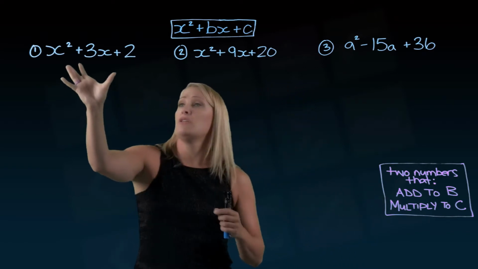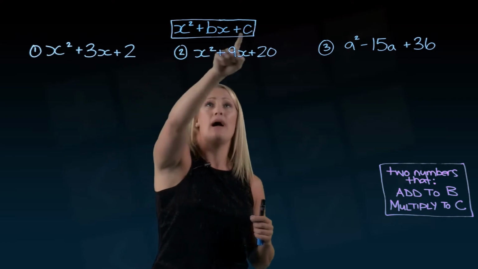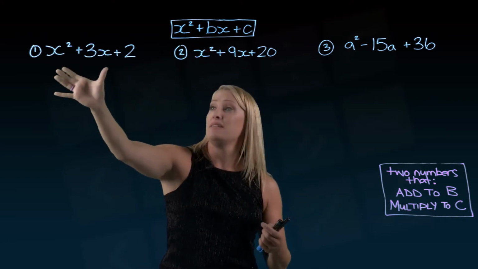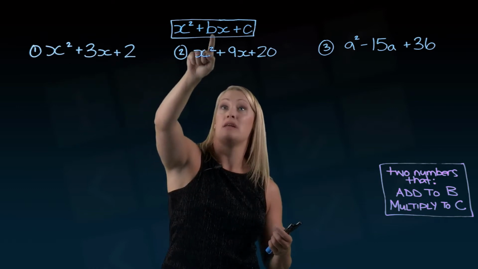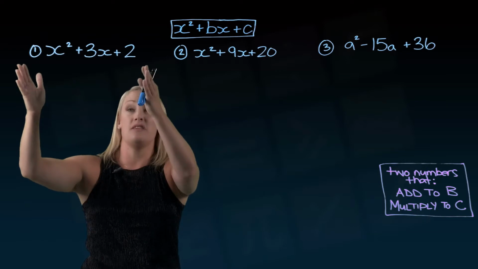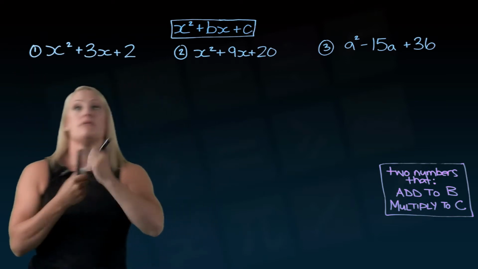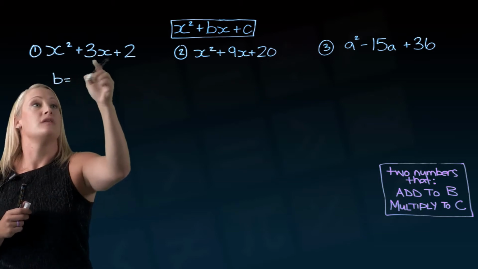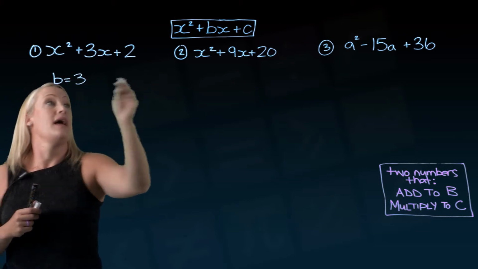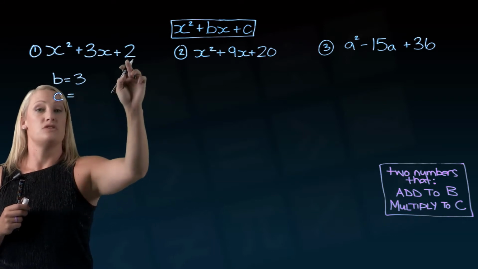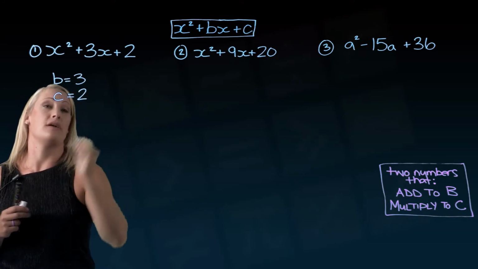So if we take a look at this example first, and we go back up to here, does it make sense that the b in this equation would be the number in front of x, which would be 3? So in this equation, our b value, and I can write that for you if you want, our b value is equal to the number in front of x, which is 3, and our c value is equal to 2. It's the constant, it's the number sitting by itself.